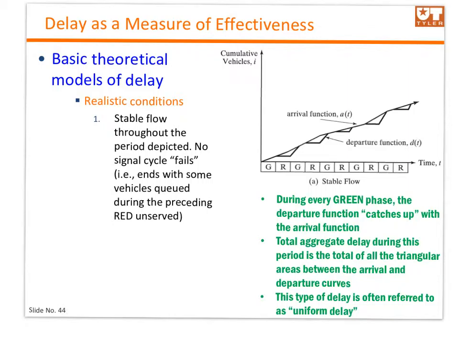That means the total aggregate delay during this period is the total of all triangular areas between the arrival and the departure curves. So if you want to measure how much the total aggregate delay is, you will need to calculate the area of all these little triangles. This type of delay is typically referred to as uniform delay.